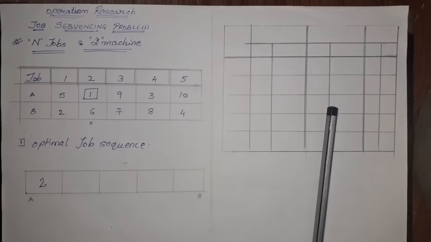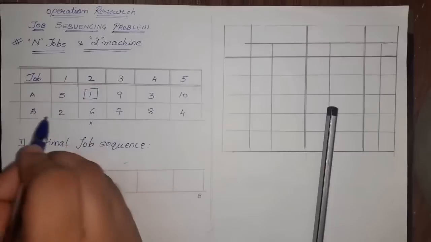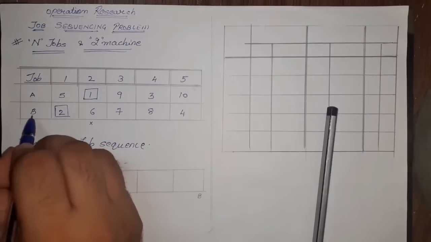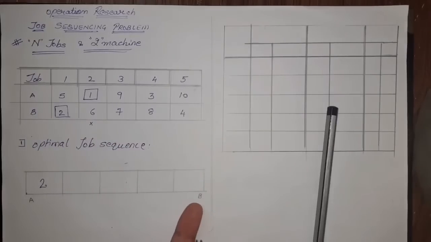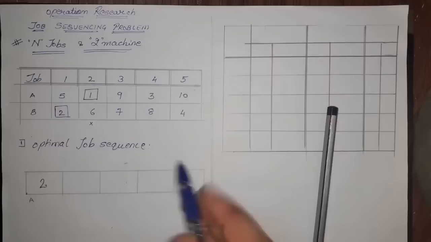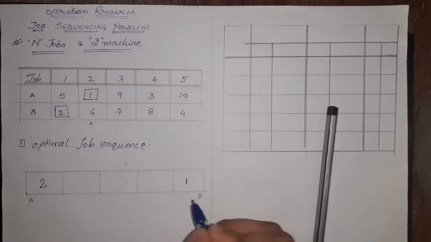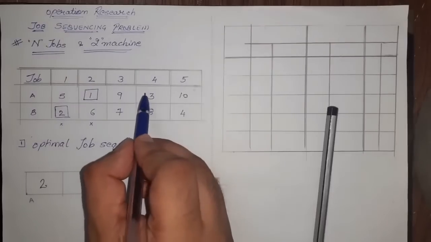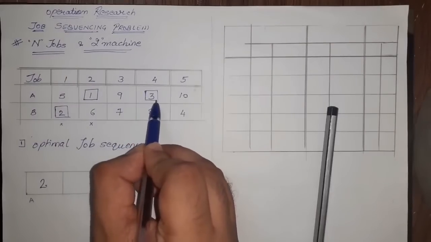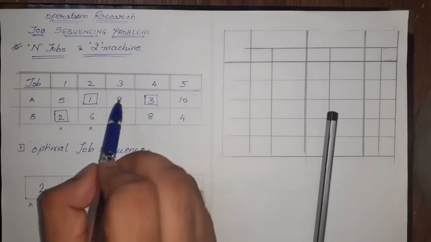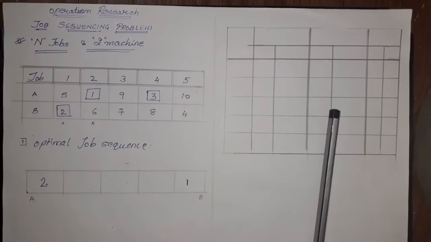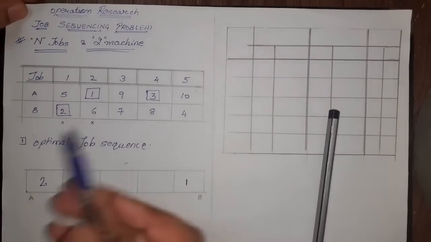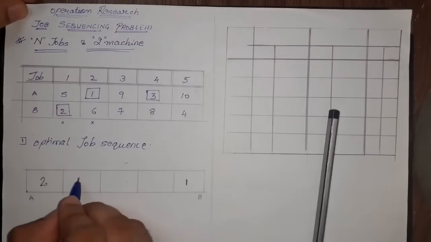Now let us find the second least. The second least is 2 hours, and that is under machine B, so it appears on the right side. It represents job number 1, so we'll note down job number 1. This is done. After 2, the next least is 3 hours. It is represented by machine A, so it will start from the left side, and it represents job number 4.